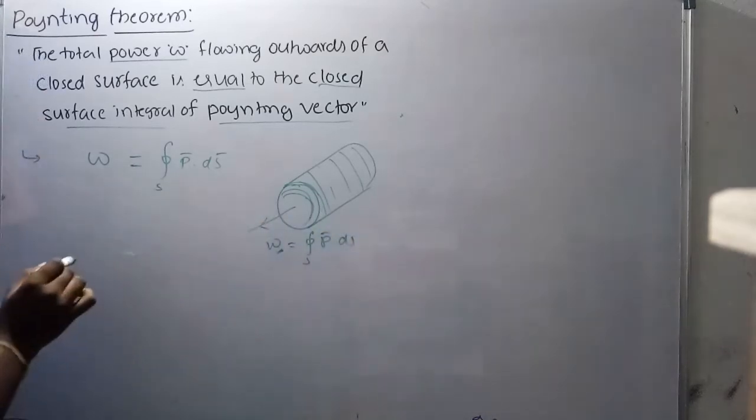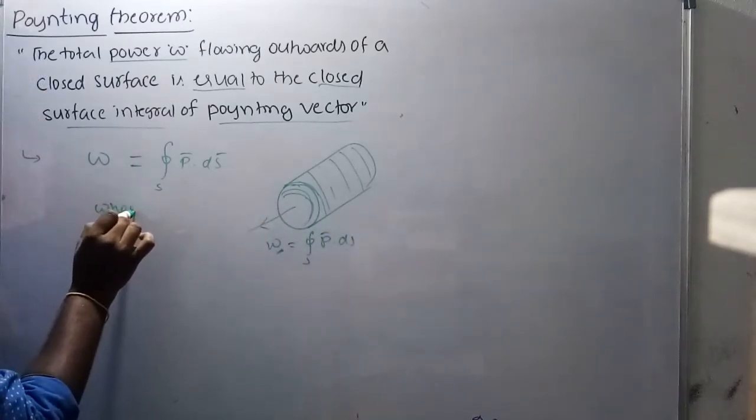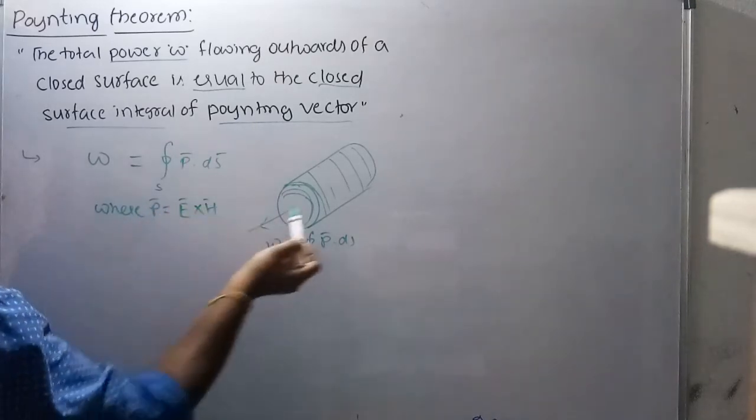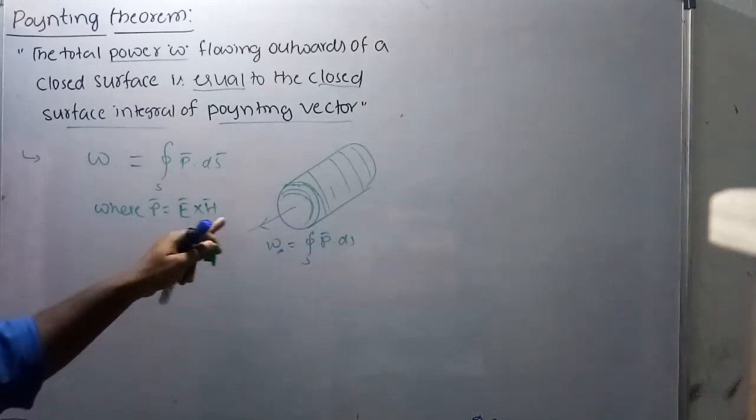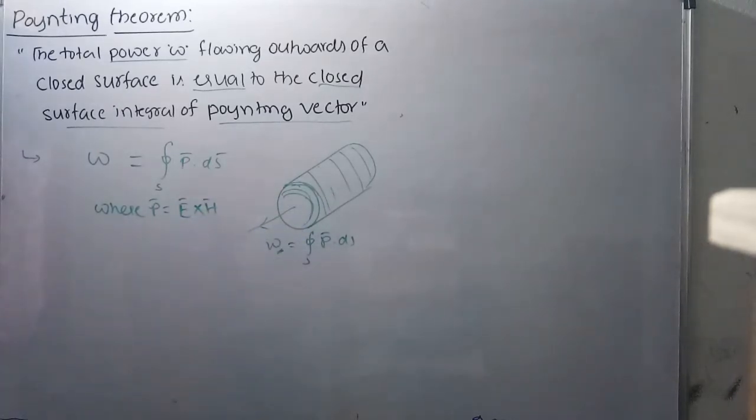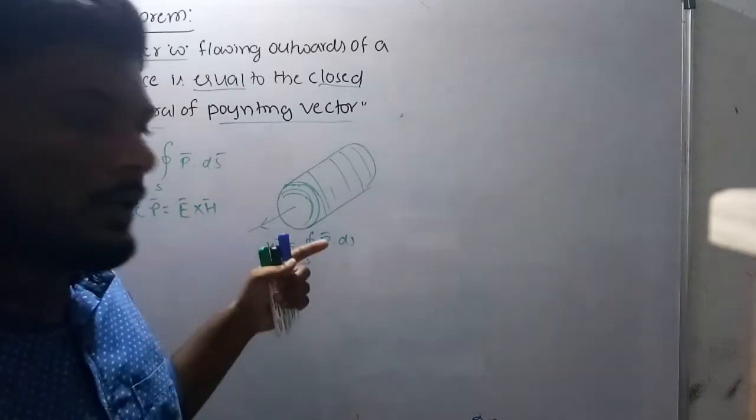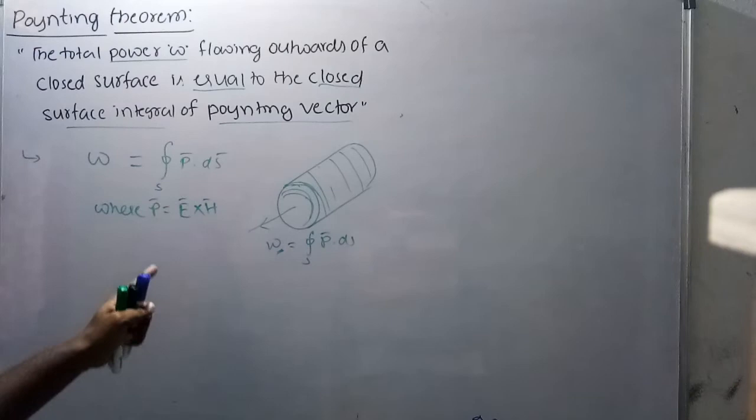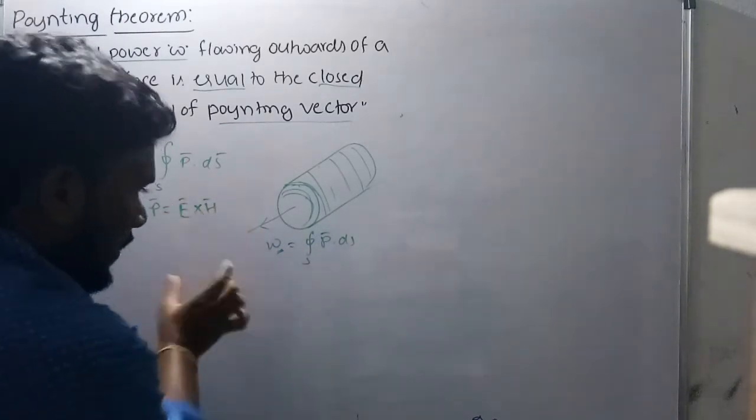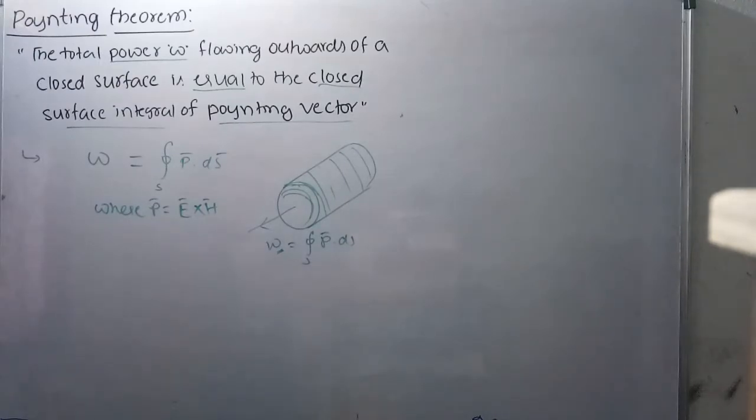Where P bar is the cross product of E bar and H bar. You already know that E bar is the electric field vector and H bar is the magnetic field vector. Okay, in a conductor both waves are propagating when an excitation is given to the conductor. Those two are moving mutually perpendicular to each other, and the resultant of the electric field and magnetic field waves propagates in the plane containing these two vectors. Okay, now we'll see the proof.